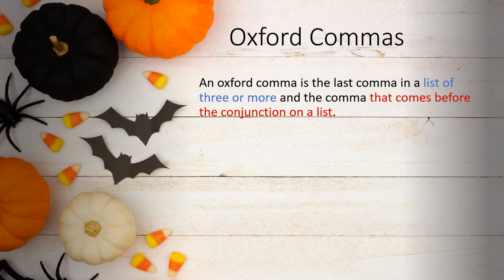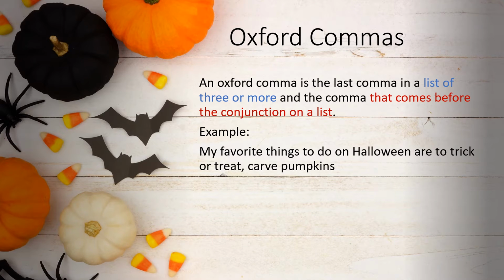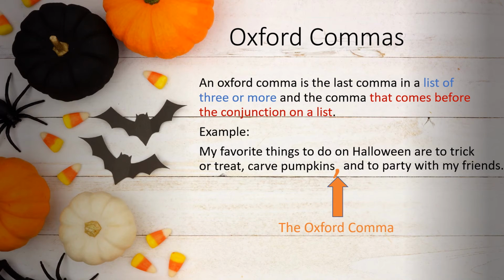Oxford commas. An Oxford comma is the last comma in a list of 3 or more, and is the comma that comes before the conjunction in a list. Here's an example. My favorite things to do on Halloween are to trick-or-treat, carve pumpkins, and, this is the Oxford comma, to party with my friends to finish the sentence.